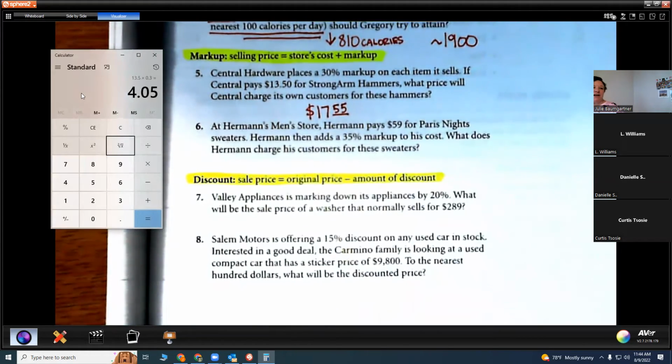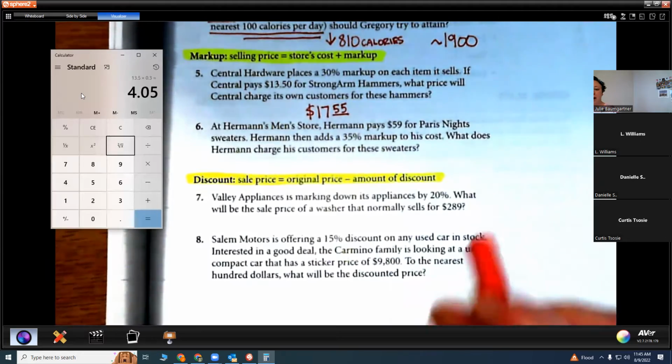Well, that's how they make money, right? Because they have to, of course. That's the whole point of a store. They have hammers at the dollar store. But this is a strong arm hammer. It's made with, I don't know, actually, I don't think you want steel. I still think you want your hammer made out of iron. I can't remember.